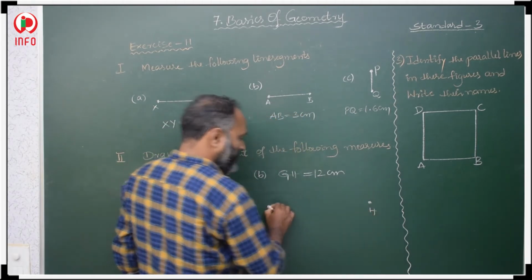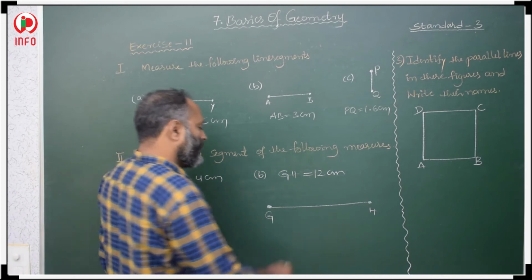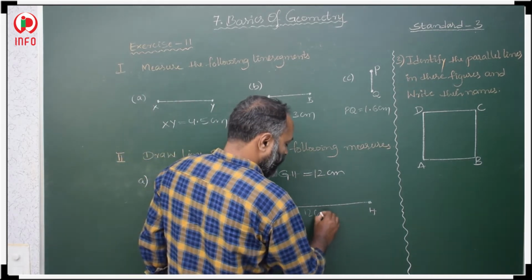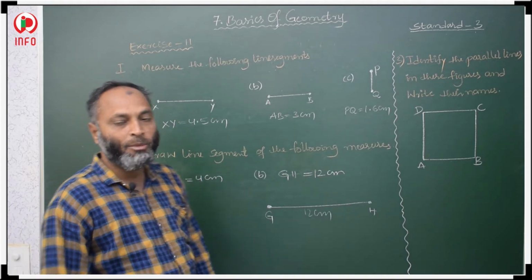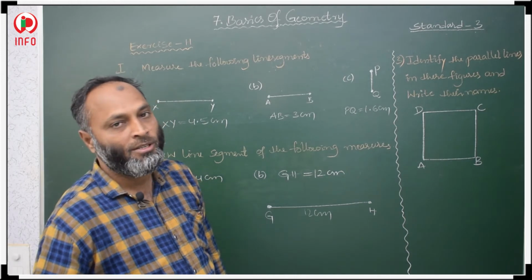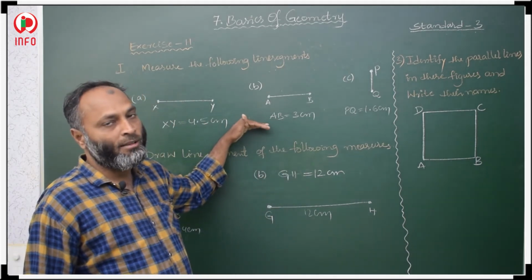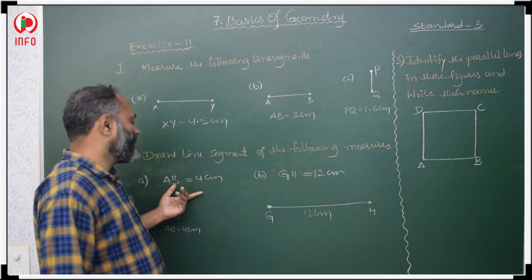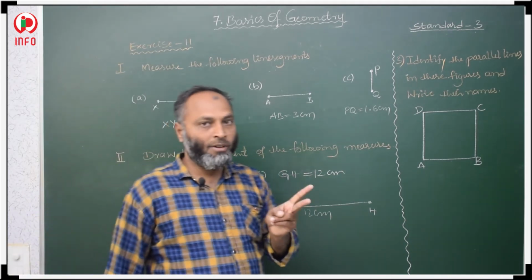Now after that, join GH. Then you will get GH as a 12 centimeters line segment. So this is the method. If a line segment is given, how to find its length. If the measurement is given, how to construct the line segment. These are two different types of questions.